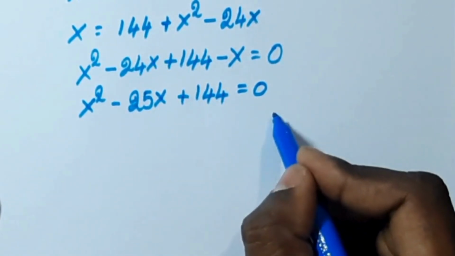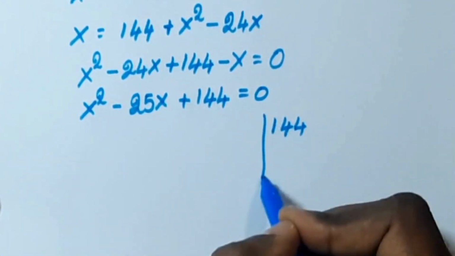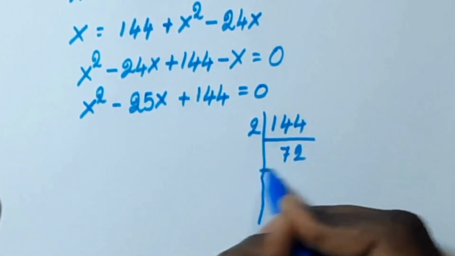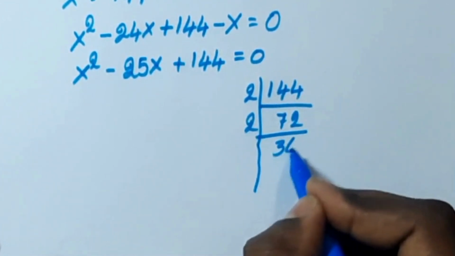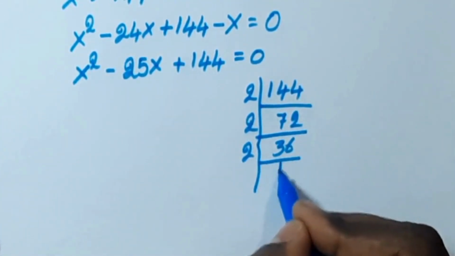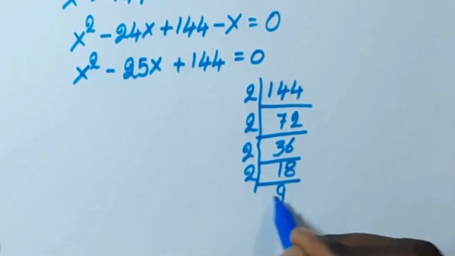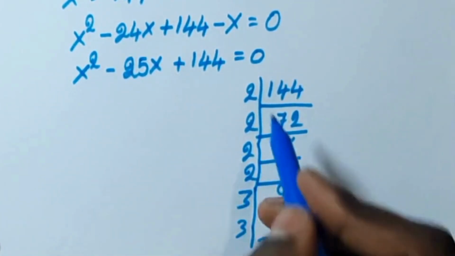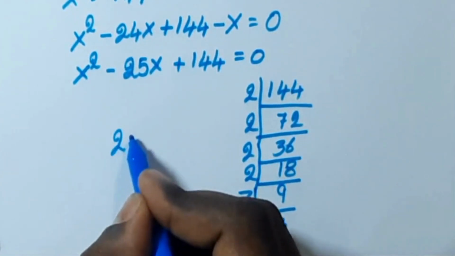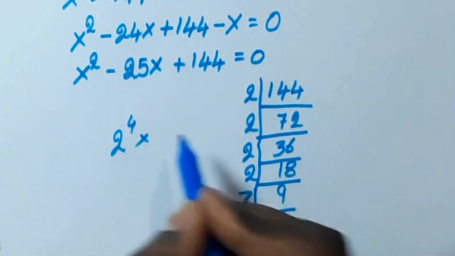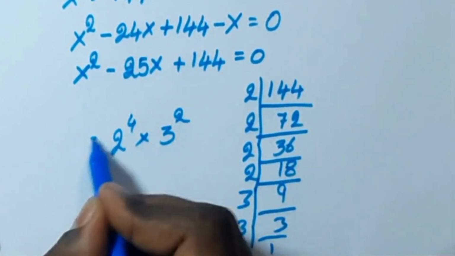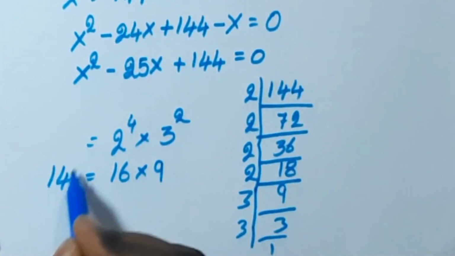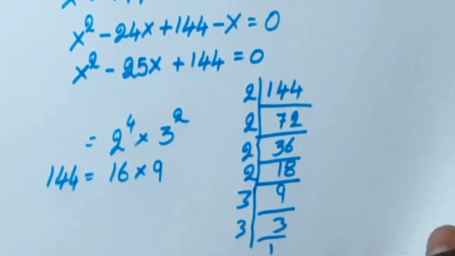How can we split 144? 144 to 72, this 2, 36 to 18 to 9, 3 times 3. So this can be written as 2 power 4 times 3 power 2, which means 16 times 9. 144 can be written as 16 times 9.